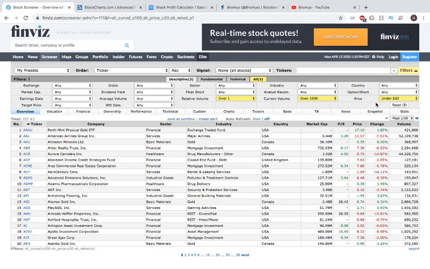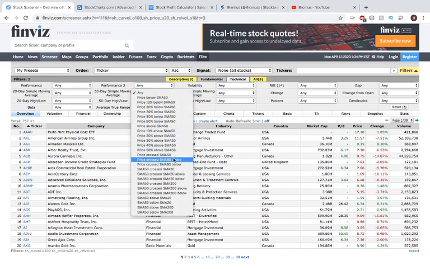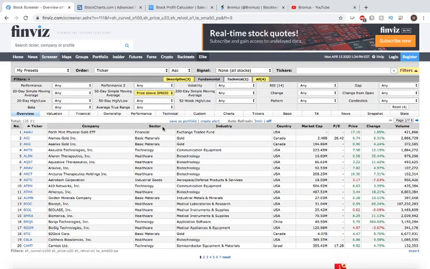Now that we're done with the descriptive part of the filter, we're going to go over to technical. So the first thing I like to do is change the 50-day simple moving average to above. So let me see if I can find that. There we go. Price above 50 SMA line. Now, some of you guys might be asking, what is the simple moving average? The simple moving average is the average price of a stock over a given period.